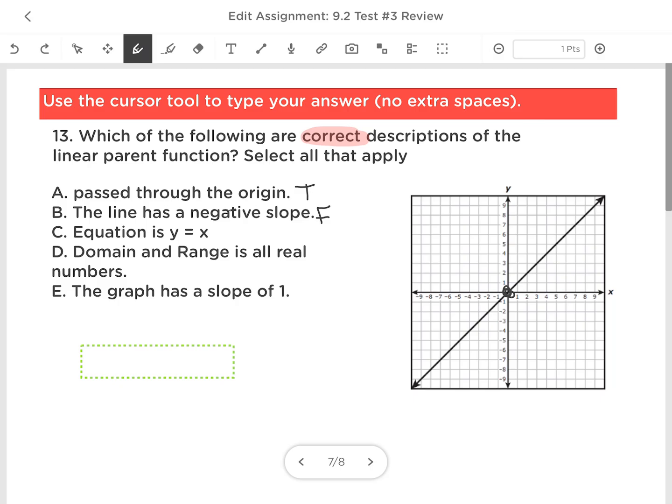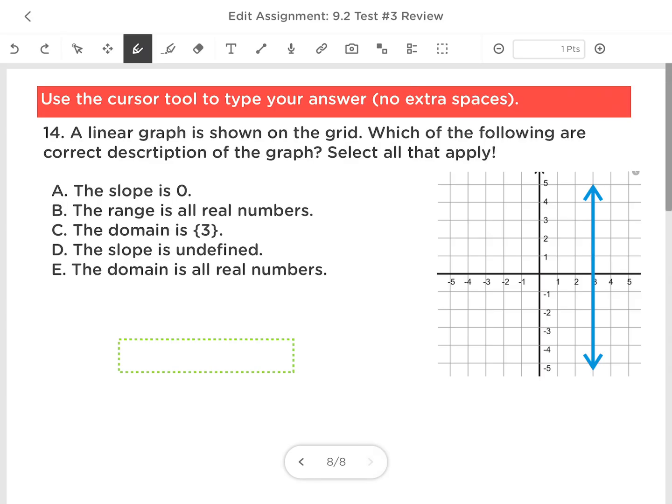The equation is y equals x. Yes, that is true. The domain and range is all real numbers. Yes, because it has no stop, so true again. And the graph has a slope of 1. Well, I go up 1, over 1, up 1, over 1. Yes, that's true. So we want the true ones, so we would type in A, C, D, E with no extra spaces. A, comma, C, comma, D, comma, E. Done. You would type that in.